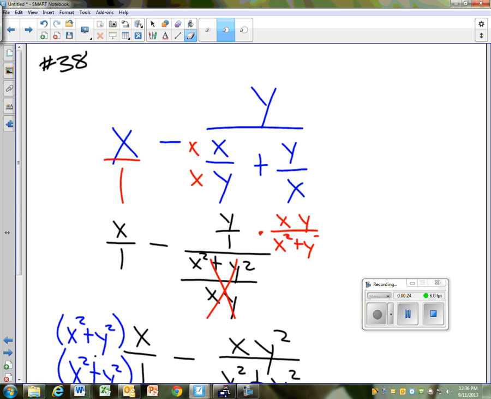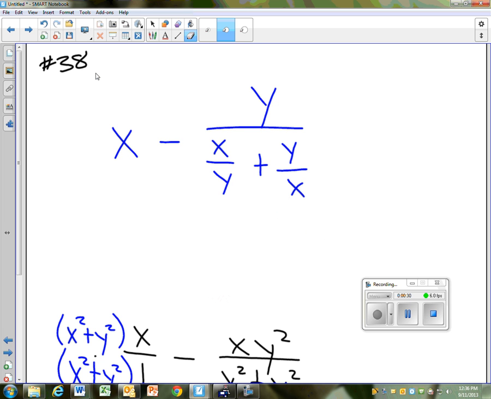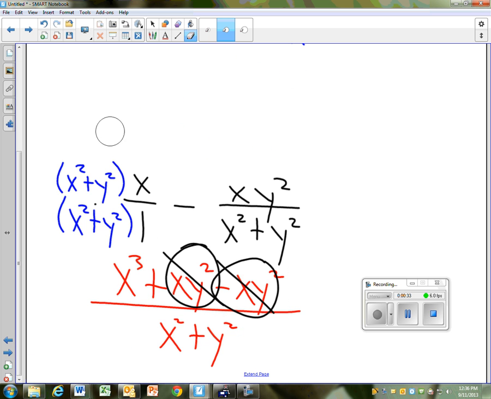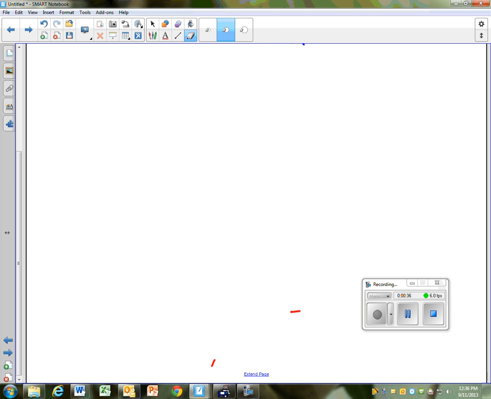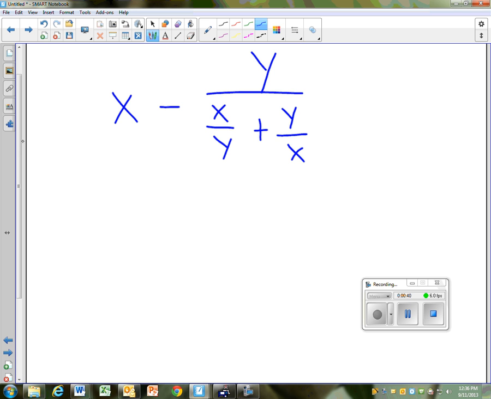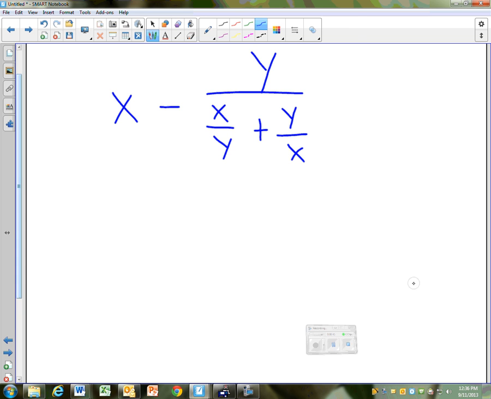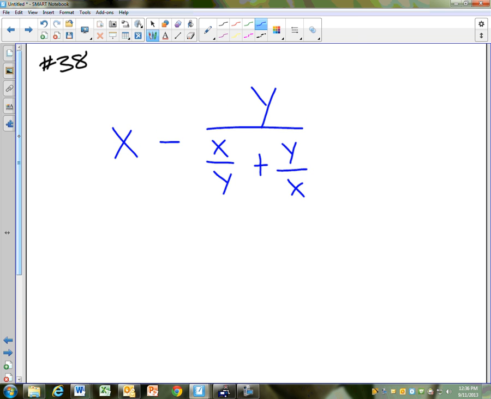Okay, we'll start with problem 38. This is from section 1.4, problem number 38. There's nothing new that you need to learn to be able to do this problem. The question is, how disciplined can you be as a mathematician, and can you have some foresight to see if something will cancel after you perform some operations? That's really the test.